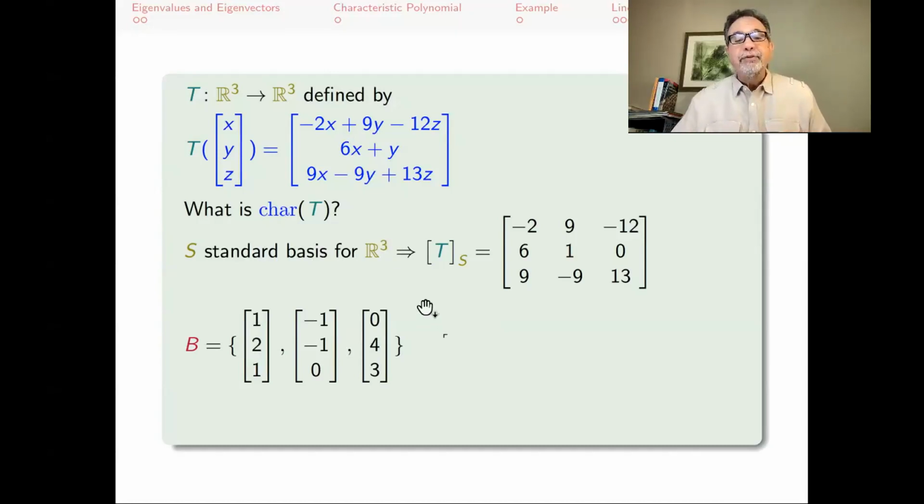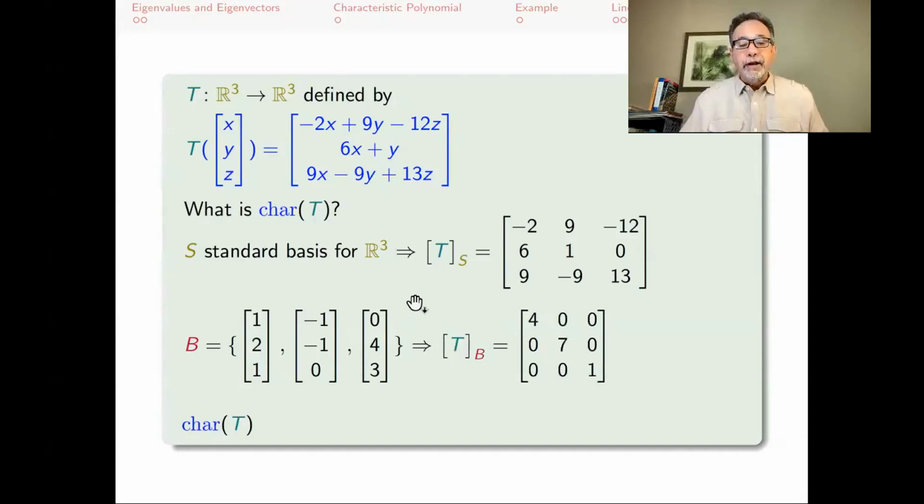In fact, the matrix of T with respect to B will be this nice diagonal matrix: (4, 0, 0) as the first column, (0, 7, 0) as the second column, (0, 0, 1) as the third column. And because the characteristic polynomials of linear transformations are independent of which basis you use, you can find the characteristic polynomial with respect to this basis. And then that's very easy because the characteristic polynomial of T is going to be the characteristic polynomial of this matrix, the matrix of T with respect to B. And for that, you have to find the determinant of lambda I3 minus that.